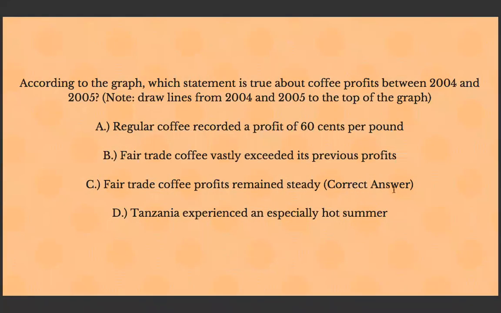Okay, you can see that this says correct answer. But fair trade coffee profits remain steady. This is true. D, Tanzania experienced an especially hot summer. Well, okay, you get the idea.